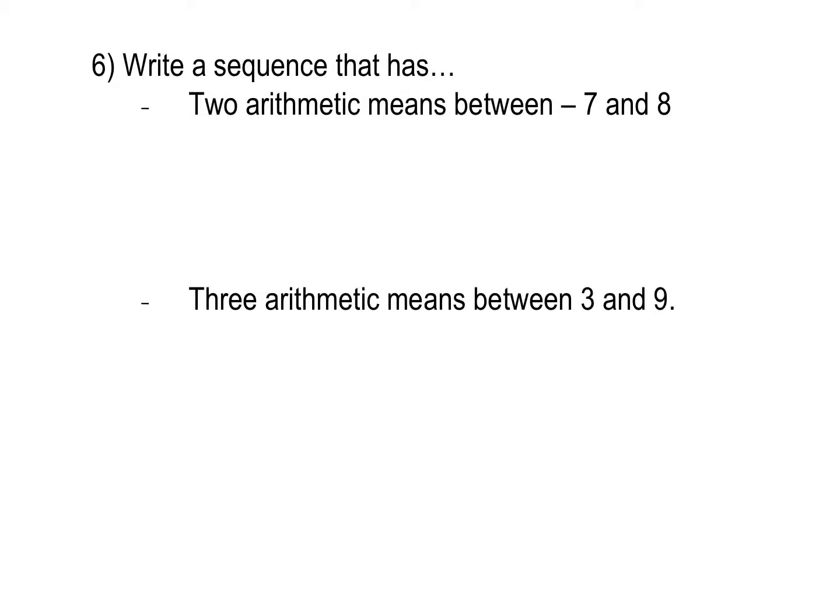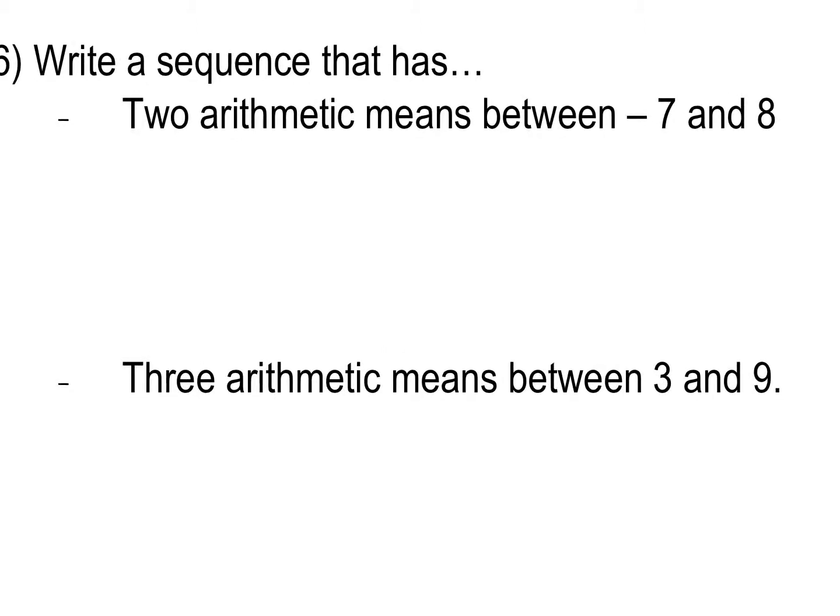This first one says find 2 arithmetic means. All that means is 2 spots in between -7 and 8. If it's arithmetic means, that means you're either adding or subtracting the same number each time. So I'm going to put -7, comma, something, comma, something, comma, 8. That's what 2 arithmetic means means. You're putting 2 slots in the middle.